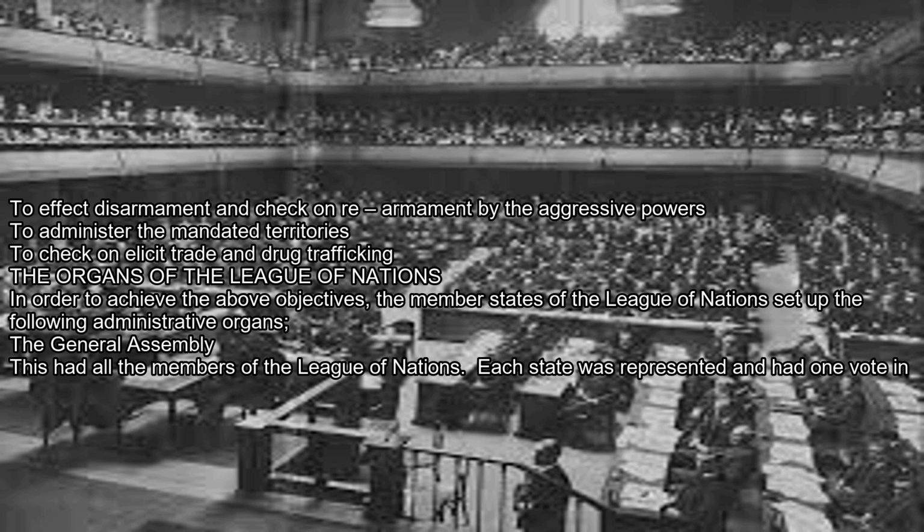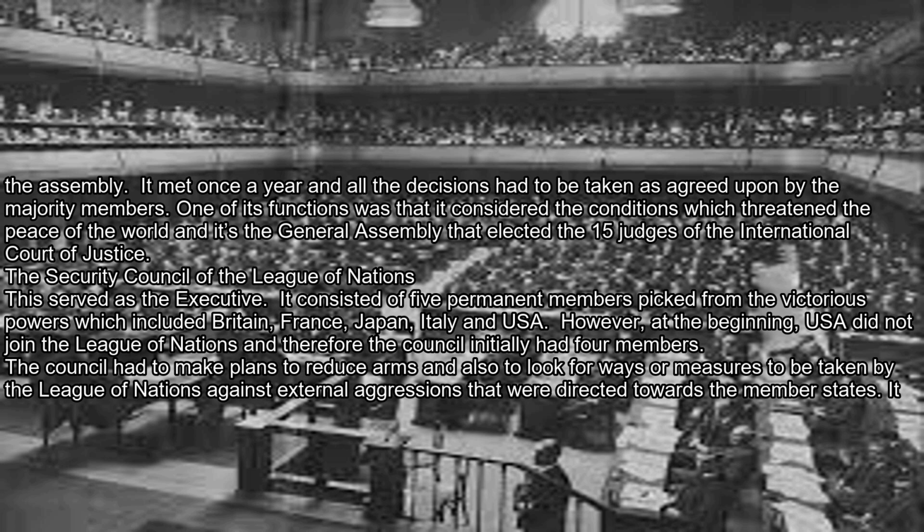The organs of the League of Nations. In order to achieve the above objectives, the member states of the League of Nations set up the following administrative organs. The General Assembly. This had all the members of the League of Nations. Each state was represented and had one vote in the Assembly. It met once a year and all the decisions had to be agreed upon by the majority of members. One of its functions was that it considered the conditions which threatened the peace of the world, and it's the General Assembly that elected the 15 judges of the International Court of Justice.